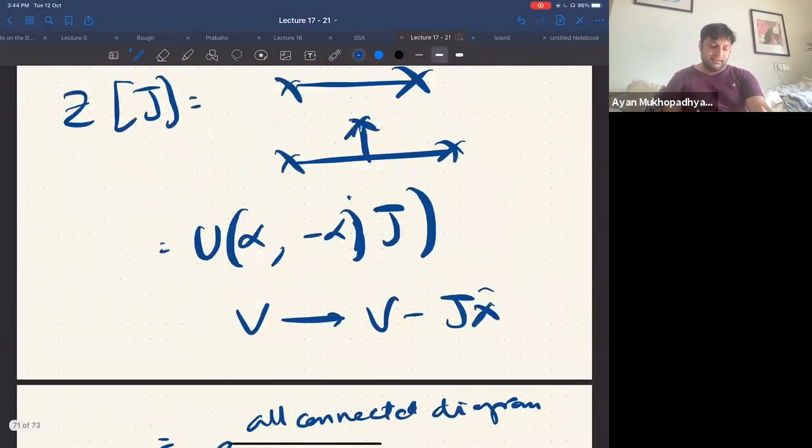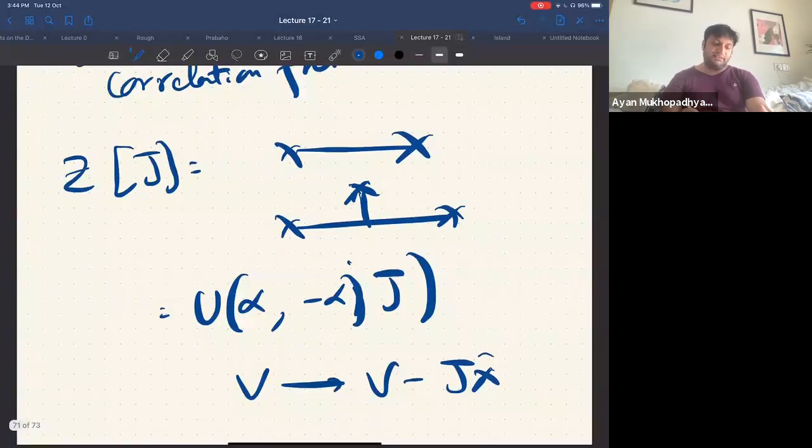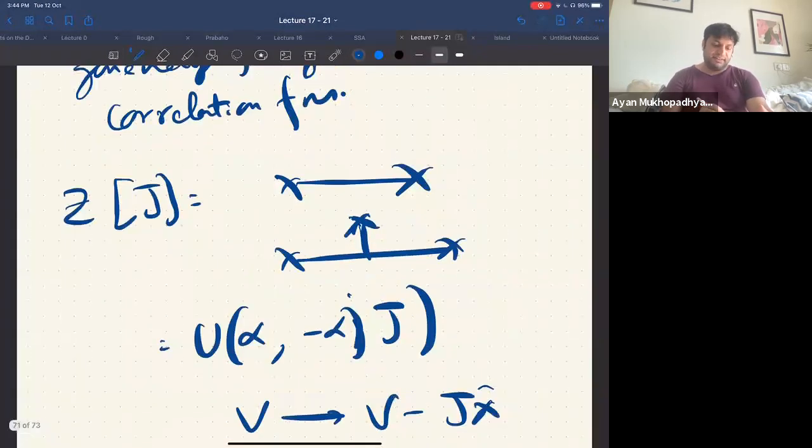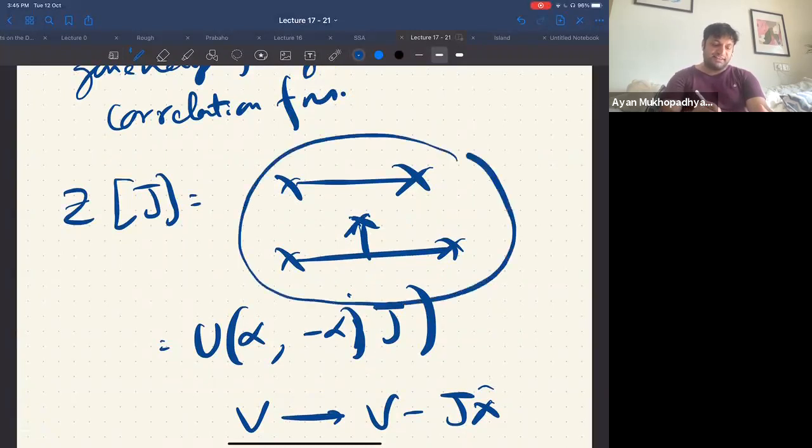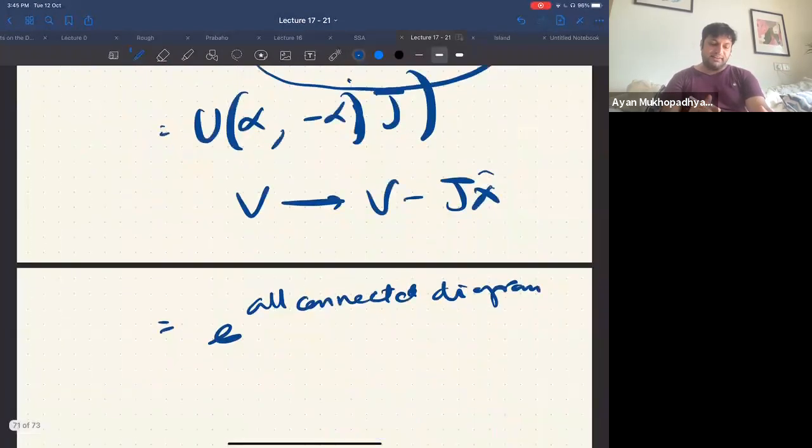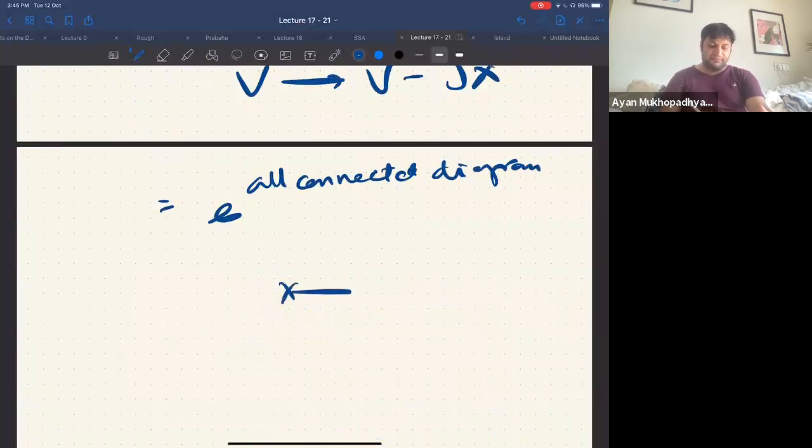So essentially, Z[J] would be a sum over both these kinds of diagrams plus disconnected ones. So it will not only be this. So one element of Z[J], for example, if I do an expansion in J, and there are 5 J vertices, then this is one contribution. But in connected diagrams, you can only have some 5 vertices that would only be something like this.